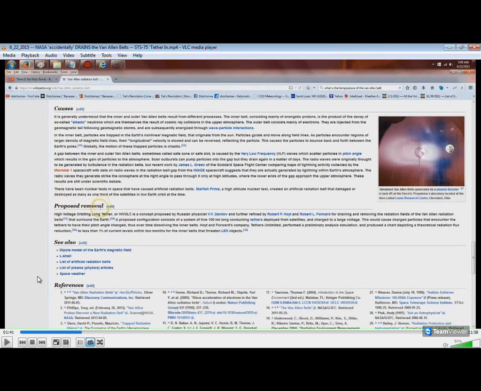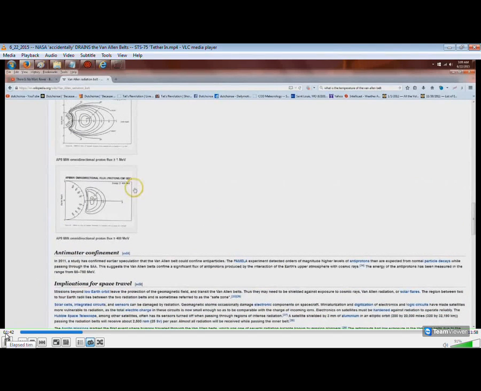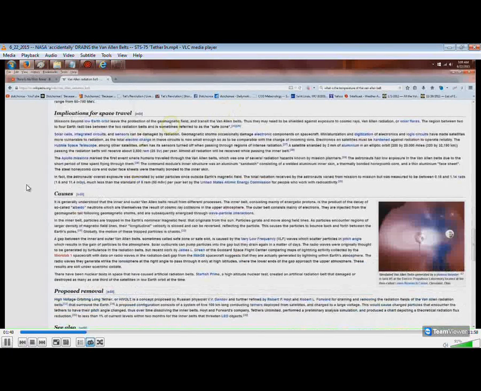So now, check out, they tried to come up with this technology to remove it. Check it out. Now, they just announced that they discovered a new radiation belt that formed, like a fourth radiation belt, and that's further up here at the top of the article.